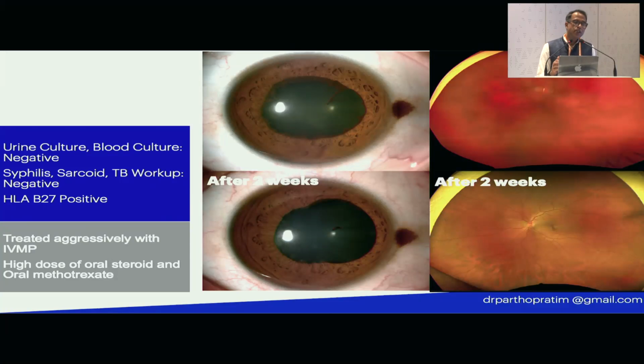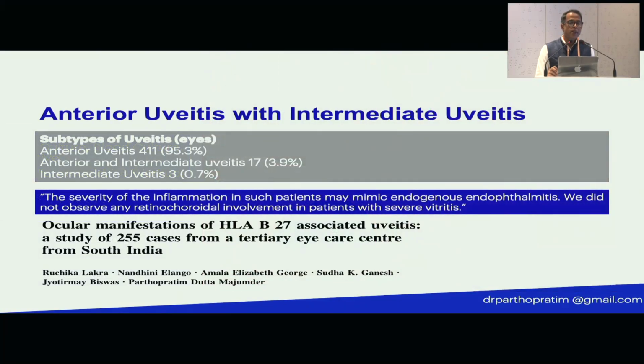So we treated this patient aggressively with IVMP and a high dose of oral steroid, followed by methotrexate. And you can see the response in this patient: the vitritis and anterior chamber cleared completely. So you need to understand this is a very rare subtype, which affects less than 4% maybe.